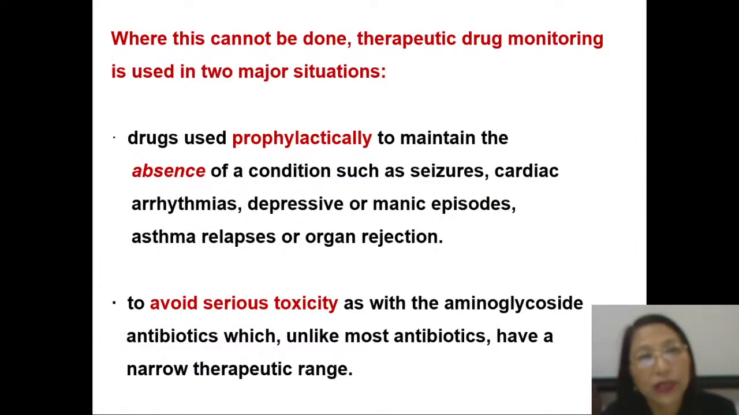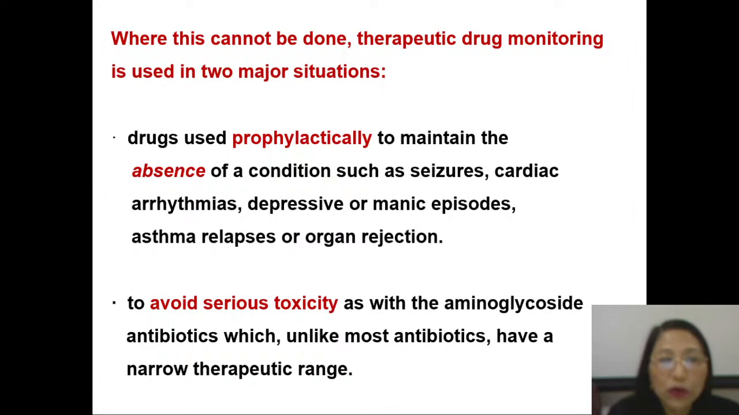Where this cannot be done, therapeutic drug monitoring is useful in two major situations. First is drugs used prophylactically to maintain the absence of conditions such as seizures, cardiac arrhythmias, depressive or manic episodes, asthma relapses, or organ rejection. After the attack, the drugs are used prophylactically to maintain the absence of the condition. For example, after seizures, we have to continue the drug for a long period of time to maintain the absence of seizures or cardiac arrhythmias, or in depressed or manic patients, asthma patients, or patients who have undergone organ transplantation to avoid organ rejection. In such cases, we may need to do therapeutic drug monitoring.